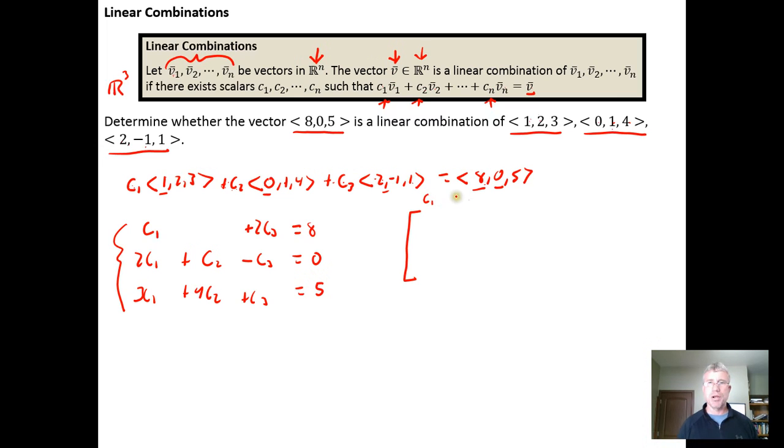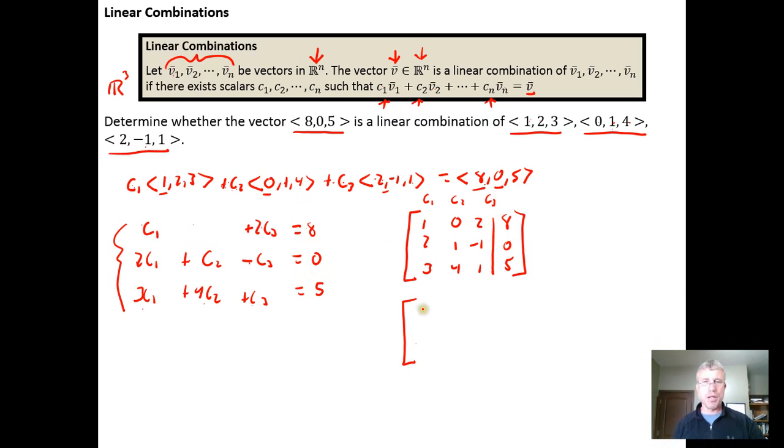We have a c sub 1 column, a c sub 2 column, a c sub 3 column. We're going to get a 1, 2, 3 as the coefficients on the c sub 1s. We get a 0, 1, 4 as the coefficients on the c sub 2s. We get a 2, negative 1, 1 as the coefficients on the c sub 3s, and we augment it with the constant vector 8, 0, 5. And then we can either by hand put this into reduced row echelon form, or we can have a computer algebra system put this into reduced row echelon form, and then we can interpret the results.